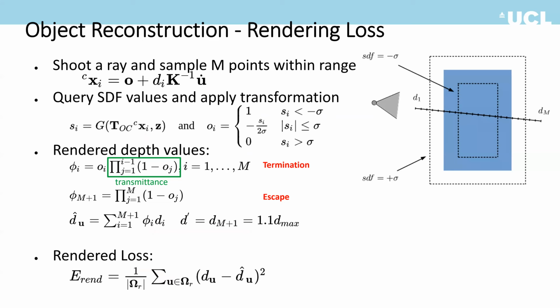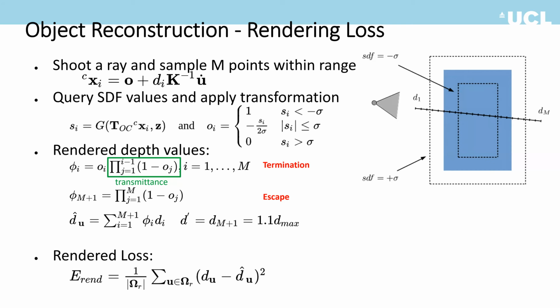Speaking of rendering, this is almost exactly the same as the NeRF rendering pipeline. First you convert the SDF value to occupancy, using a very simple conversion. Once you've got the occupancy, you can define all those probabilities and integrate along the ray. Then the expected value will be the rendered depth. Again, the render loss is also a quadratic term.